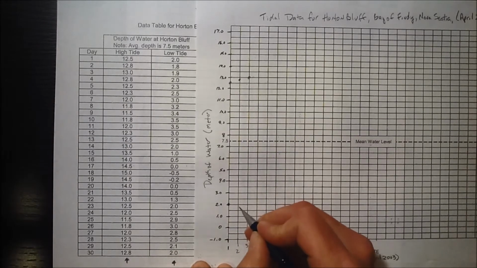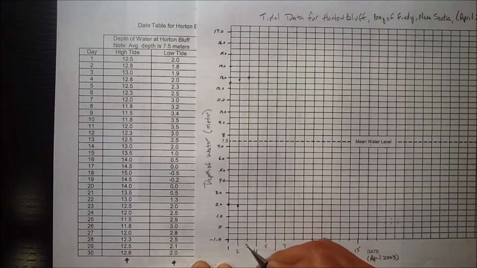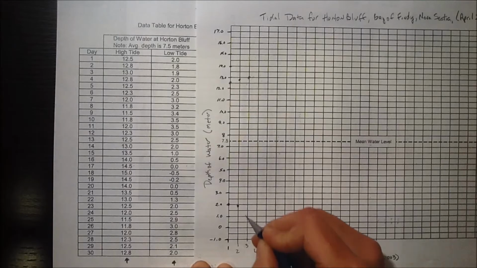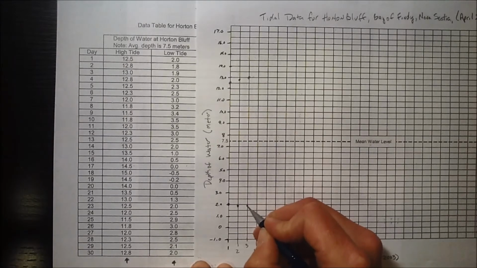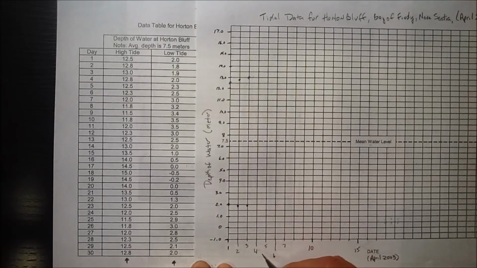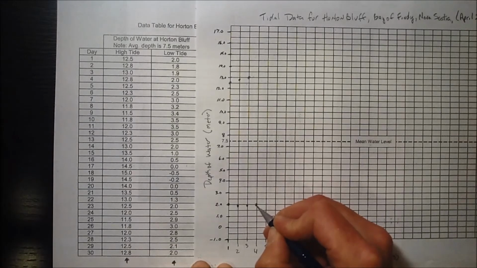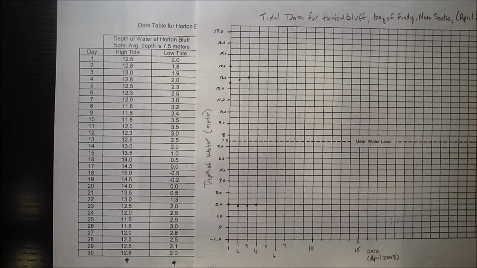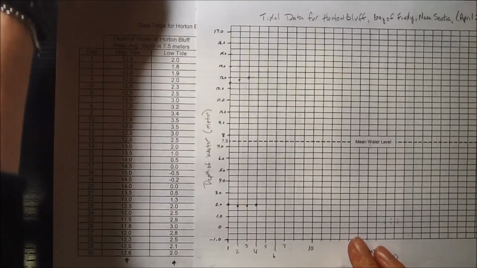By day 2, it got a little bit lower. It was 1.8, so I plot 1.8. Day 3, it went up again. It went to 1.9. That's slightly closer to 2. Day 4, it went to 2. So now you need to plot all of your points.